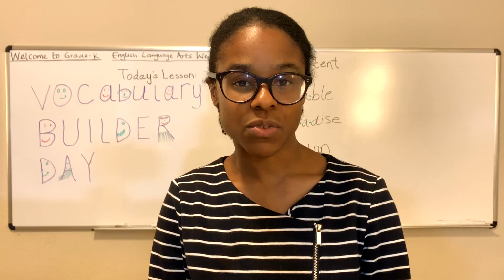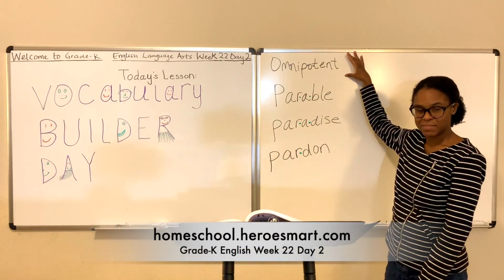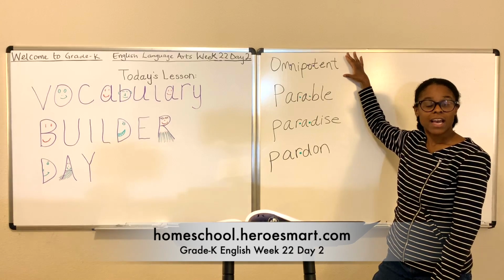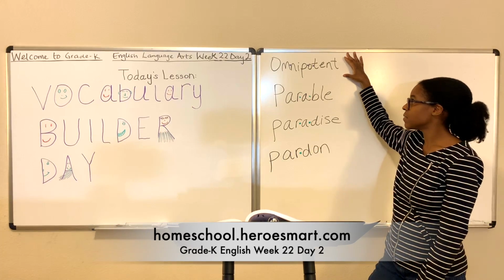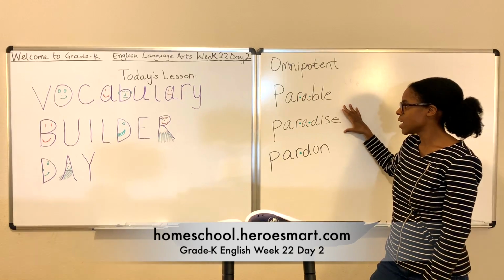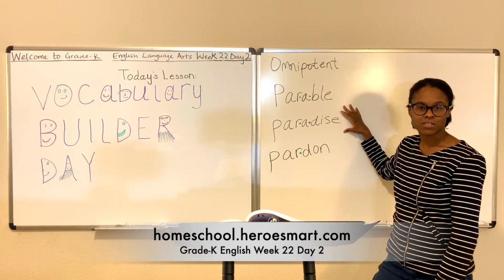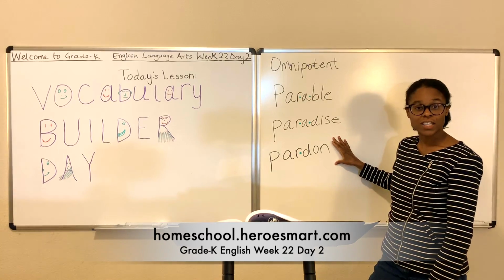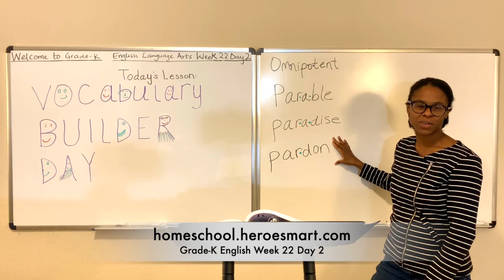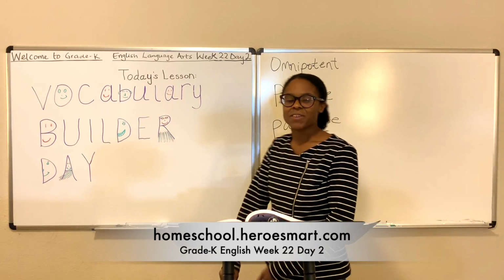Let's go ahead and do a quick recap. Omnipotent means almighty, exercise of power without any limit. Parable is a short story that teaches a moral lesson. Paradise is heaven, the place where Adam and Eve lived prior to the fall. Pardon means to forgive someone or to excuse someone for rude behavior. That's what we have for today.